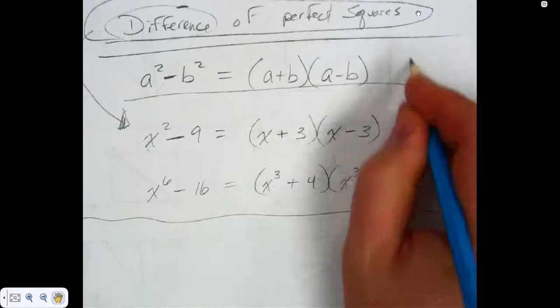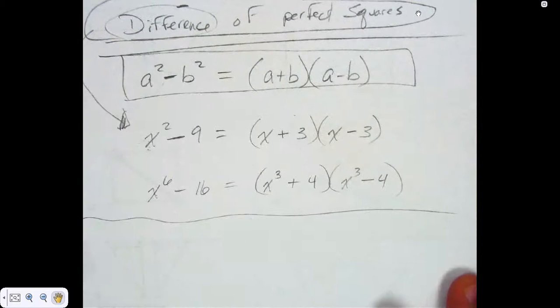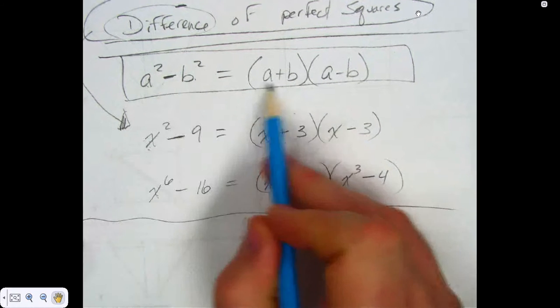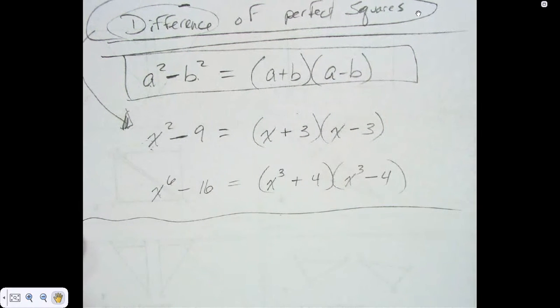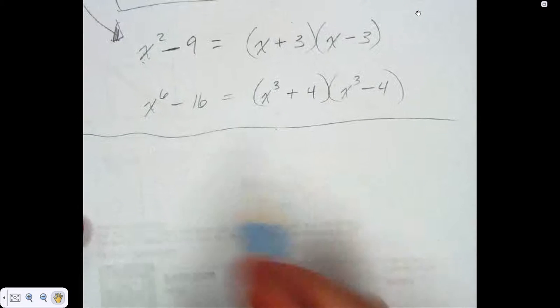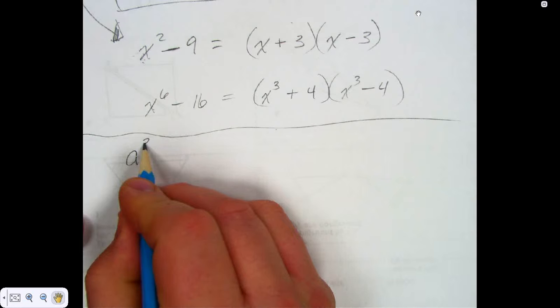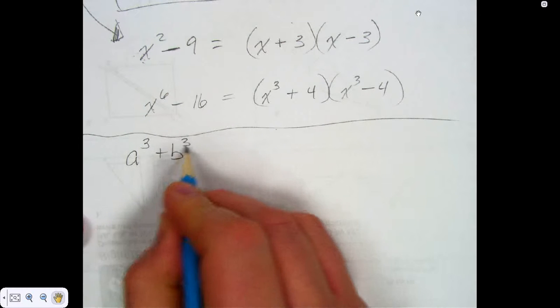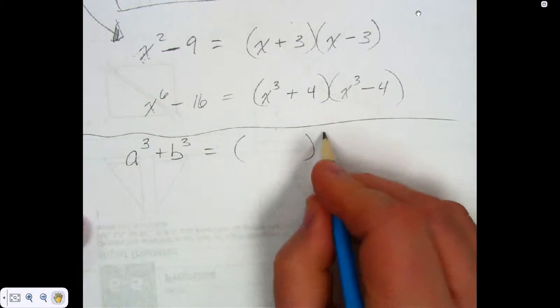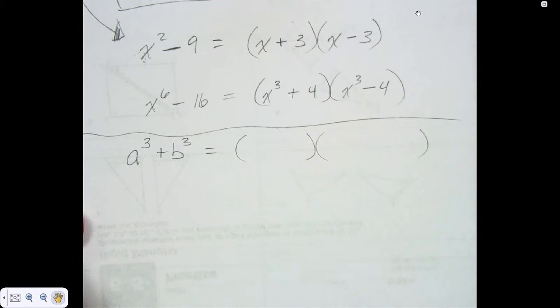So that's one of our rules, our shortcuts. The last 2 sections have just been shortcuts, haven't they? If you've got something in that form, you know that's the factoring answer, correct? Next one is something in this form. Believe it or not, this one is pretty easy.